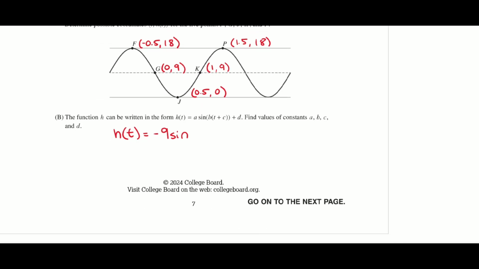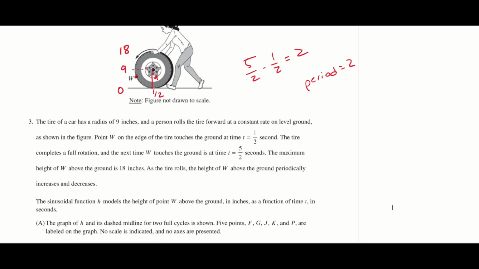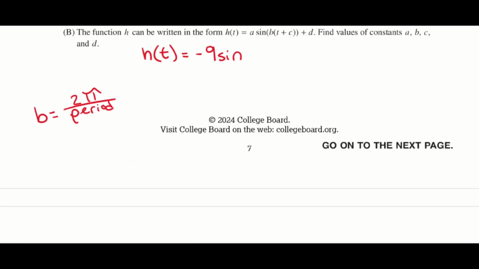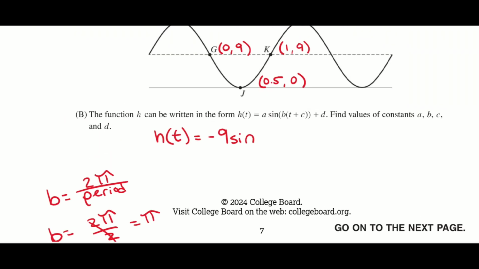And then your b value is equal to 2 pi over your period. If we go back up here, we saw that our period is 2 seconds. So b is equal to 2 pi divided by 2, which is just equal to pi, since those cancel out. So you would replace b with pi. Then t is just your constant, so you can just put t.